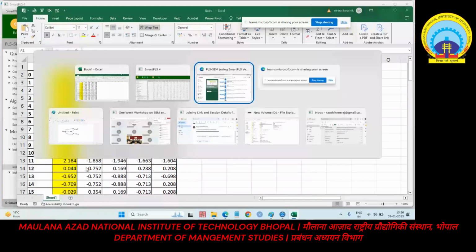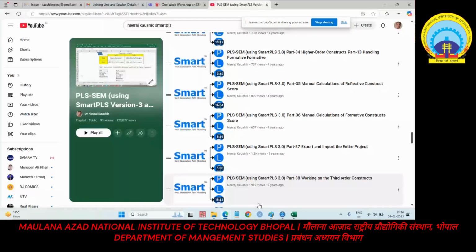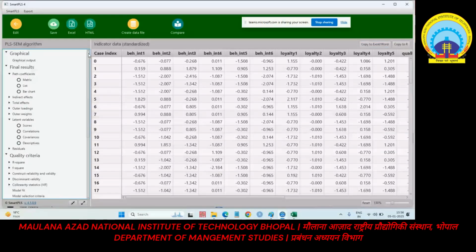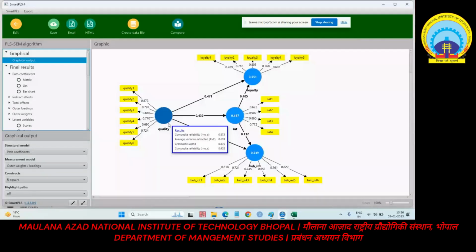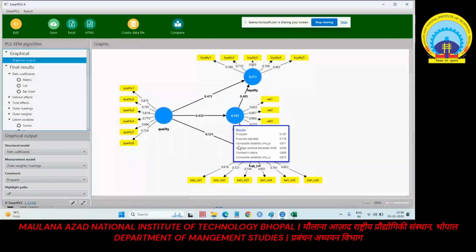So number one, when you work in AMOS, Professor Dhaval will ask you first to make the CFA, meaning all the circles will be connected by the two-sided arrow in AMOS, and then you will make a model. In SmartPLS, there is no CFA, there is a directed model. It will automatically compute. Now you can say that I have not connected loyalty and intention.